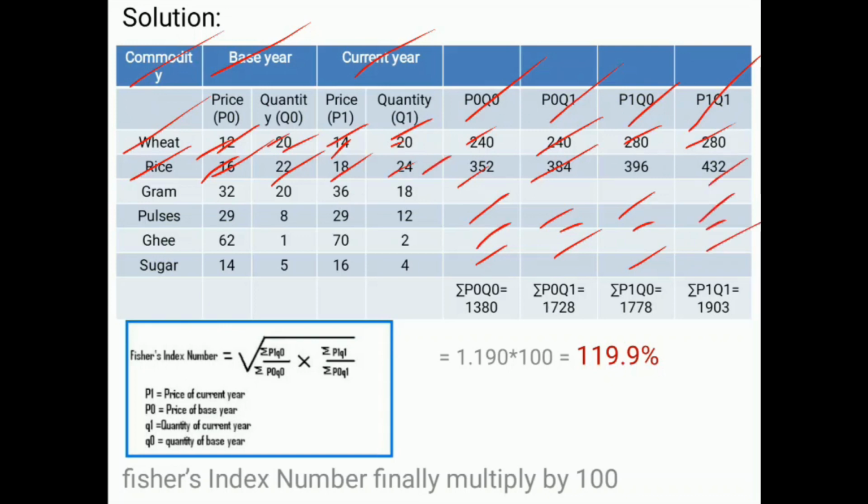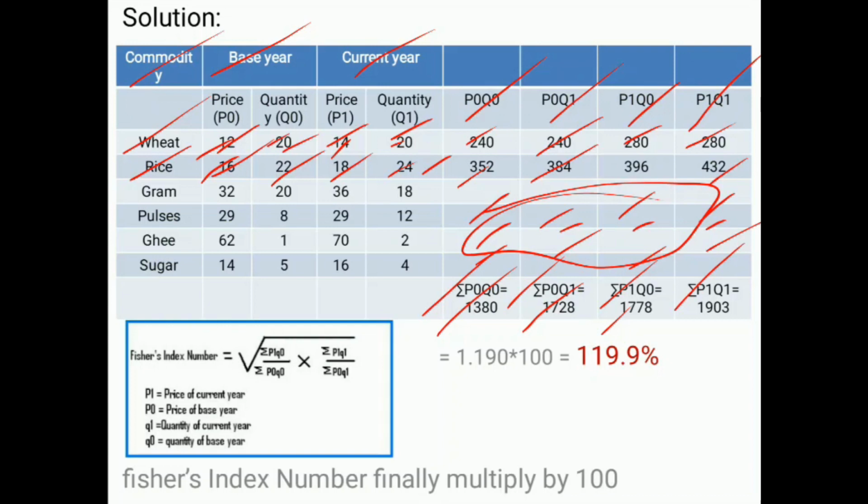So after calculating all the values, just add the values of each column. Summation P naught Q naught, you will get a value of 1380. Summation P naught Q1 is 1728. Summation P1 Q naught is 1778. Summation P1 Q1 is 1903. This is the value I got, but I have not shown you the values here. Students need to check whether the values are correct or not by solving the complete answer.